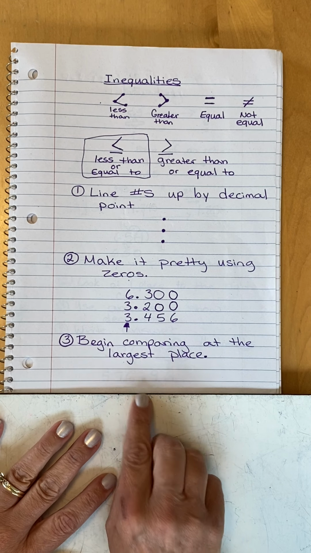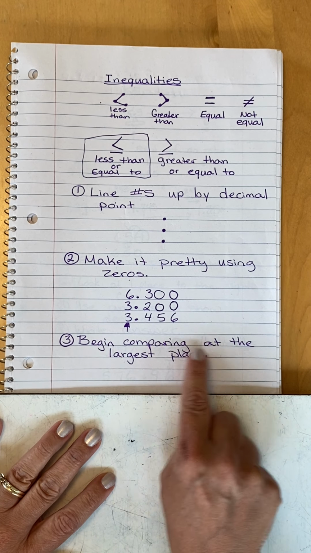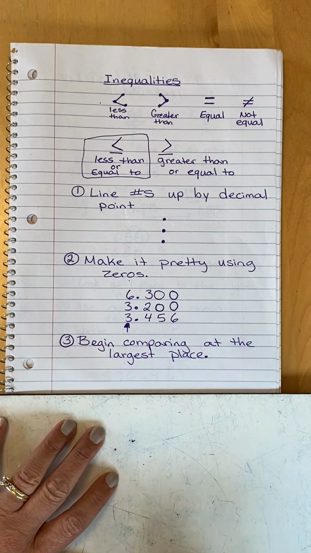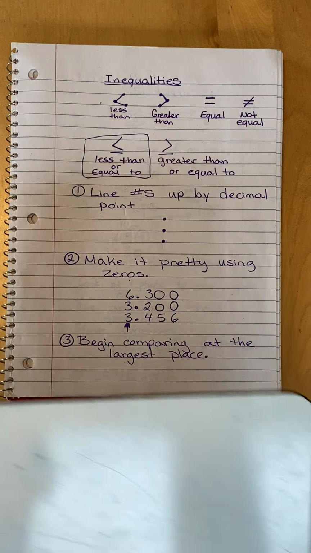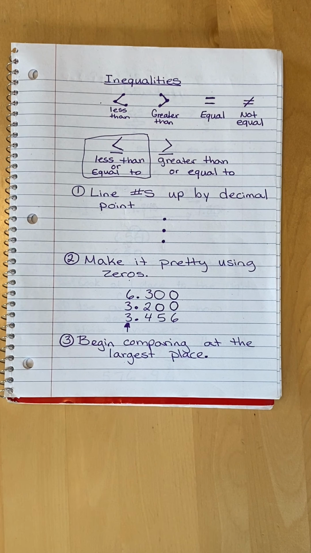So what we just saw was beginning to compare at that largest place and moving over from there. I will show you on another video how using a place value chart and lining your numbers up in a place value chart can help you also to compare and order your numbers.